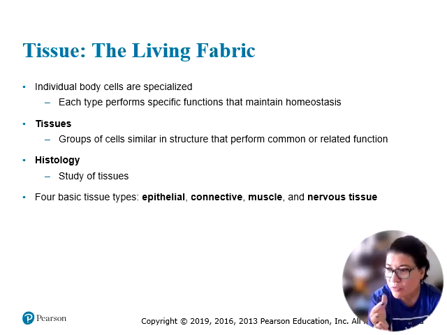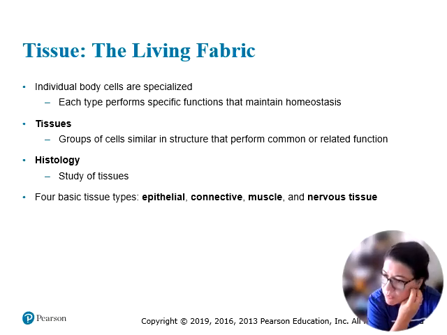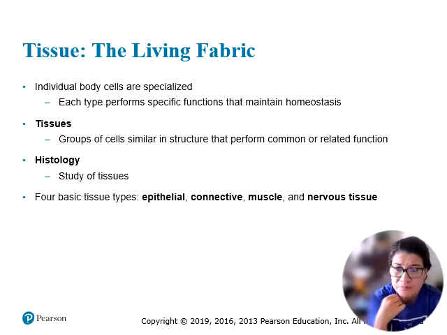Tissues are when you have a bunch of cells that are similar in structure, so they're the same or about the same, and they all do a similar function, and then together they can make up an organ. Many different tissues make up an organ. Histology is the study of tissues, usually using microscopes. And there's 4 basic types: epithelial, connective, muscle, and nervous tissue.